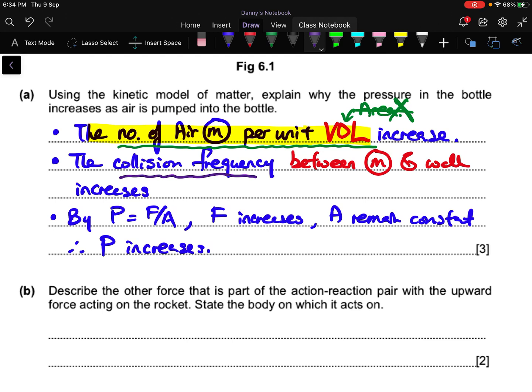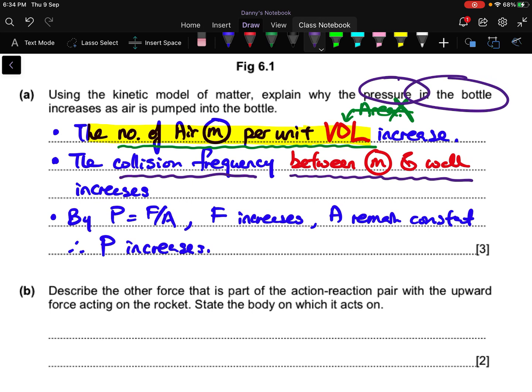And many of you are still making the mistake. This collision frequency is not between molecules. Between molecules, yes, they collide. But when we want to talk about pressure in the bottle, we are talking about the molecules knocking onto the wall and hence creating the pressure. As such, this collision frequency is between the air molecules and the wall, not between the molecules themselves. It is a very basic error that you shouldn't be making.